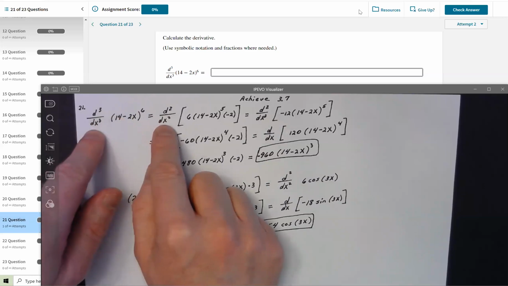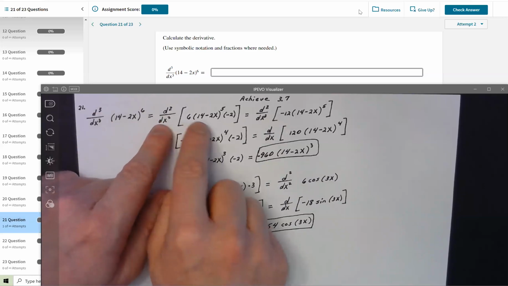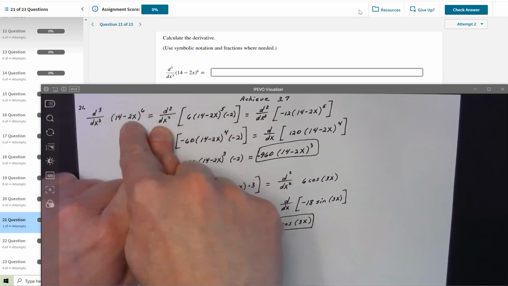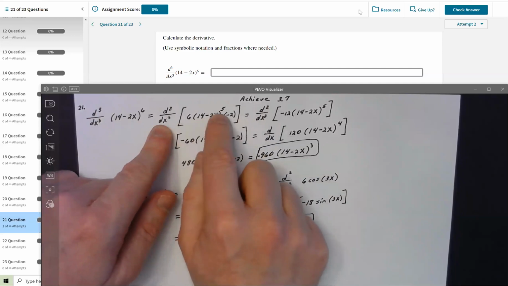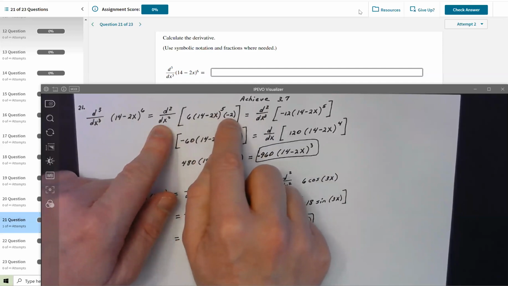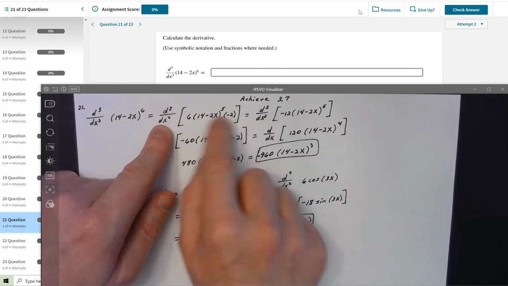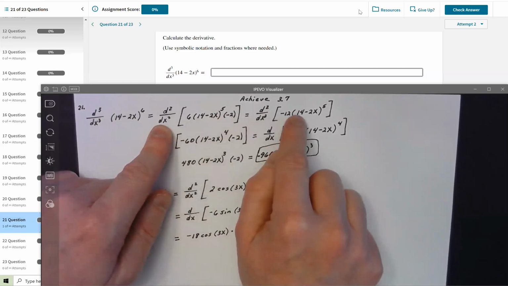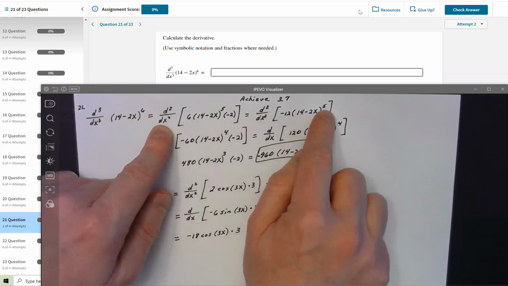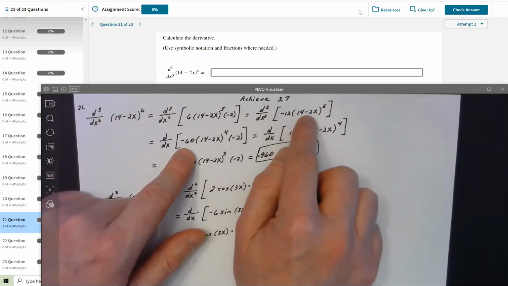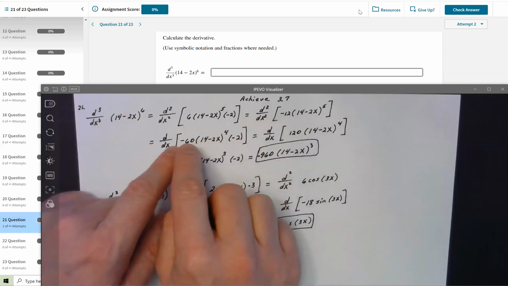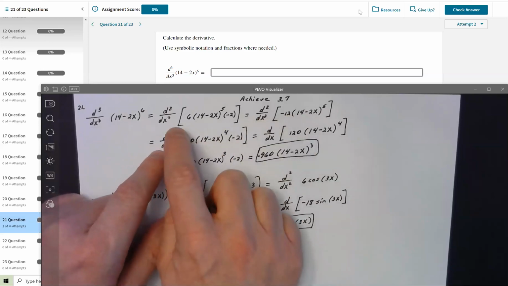So I say, well, the third derivative is equal to the second derivative of the derivative of this function. So I can say, well, the 6 came down in front, times the group to the fifth power, times the derivative of the inside. Again, that's because of the chain rule. I simplified this to be negative 12 times the group 14 minus 2x to the fifth. Now, I still need to take the derivative two more times. Well, I can say that, and then that's equal to d dx.